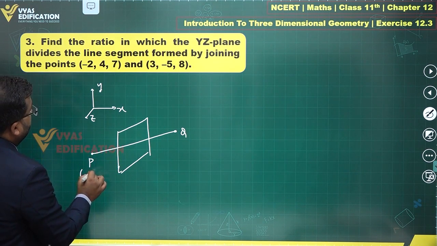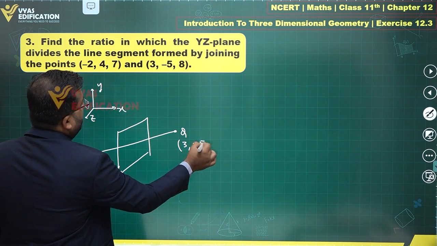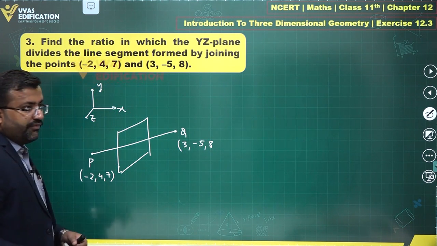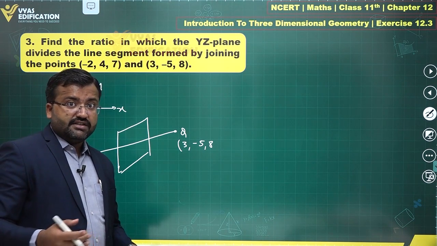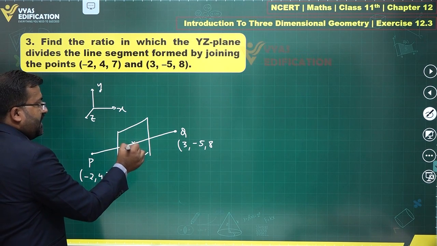Point P is (-2, 4, 7). Point Q is (3, -5, 8). Let these be the points. Now in coordinate geometry in general, it is very important that you draw the diagram. If you can draw a good diagram, your work is half done.